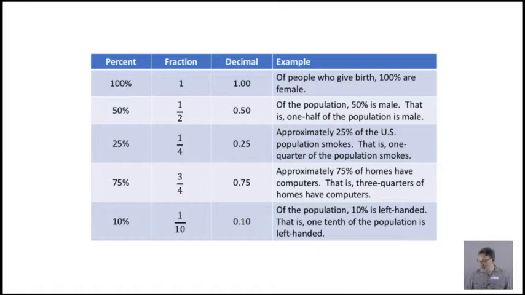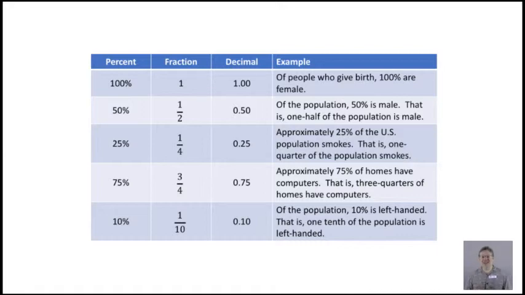25% is the same thing as 1/4, or 0.25. An example is approximately 25% of the U.S. population smokes. That is, 1/4 of the population smokes. So 1 out of every 4 people. 75% can be represented as 3/4 or as 0.75. Approximately 75% of homes have computers, that is 3/4, 3 out of every 4 homes have computers.